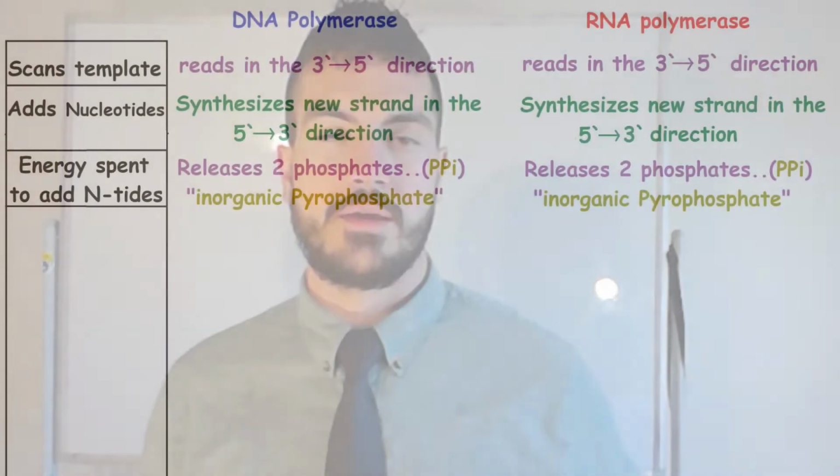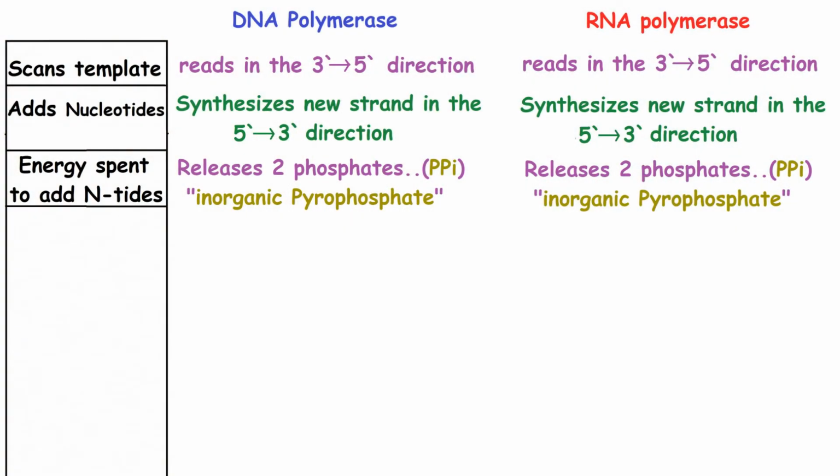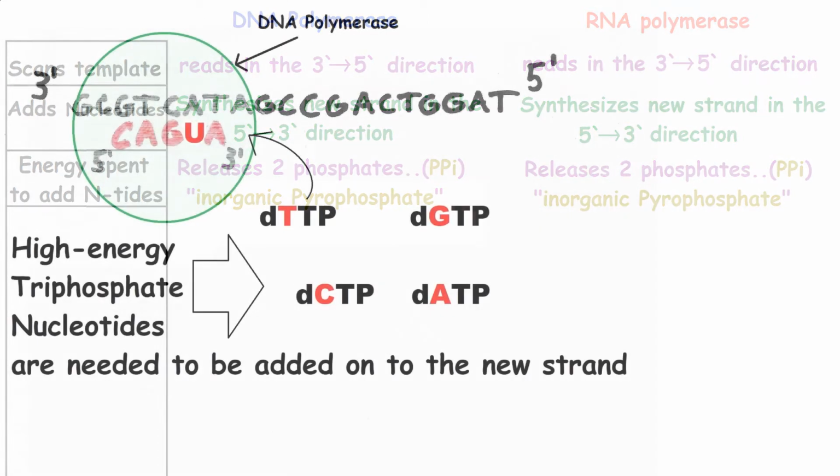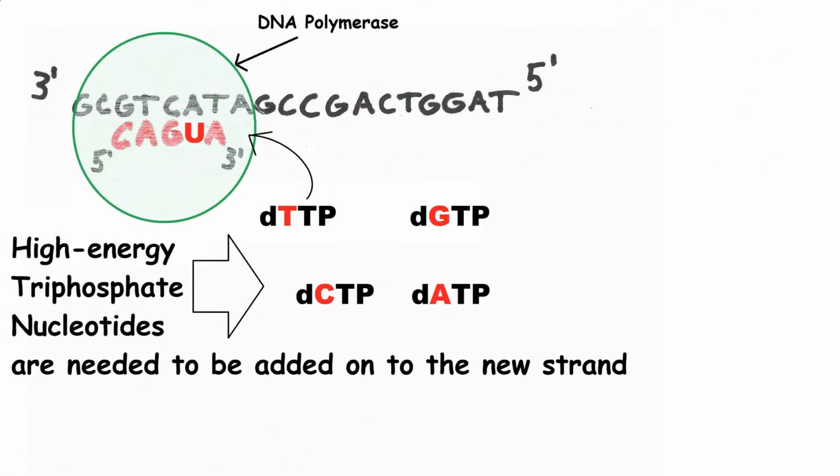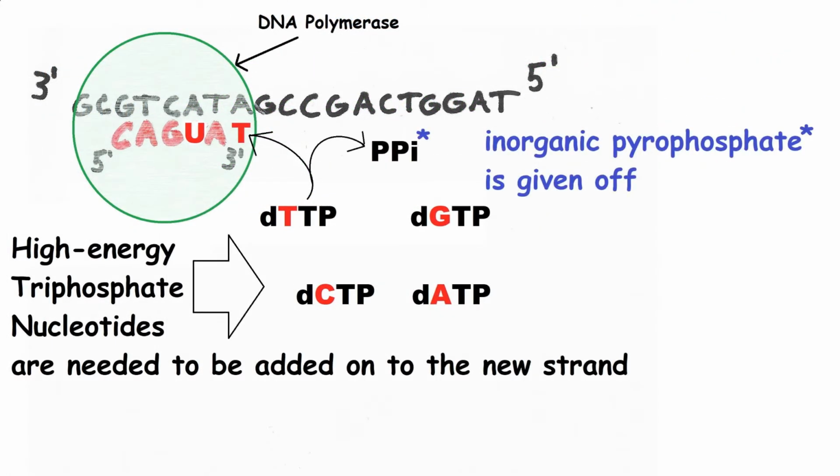So every time a nucleotide is going to add itself to a strand, whether it be the template strand on DNA or RNA that's being synthesized, that high energy triphosphate nucleotide is going to throw off a couple phosphates, PPi, inorganic pyrophosphate is what that's called, and that's going to be released. So energy is released off of making DNA.